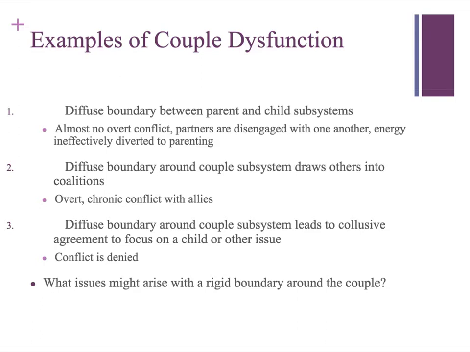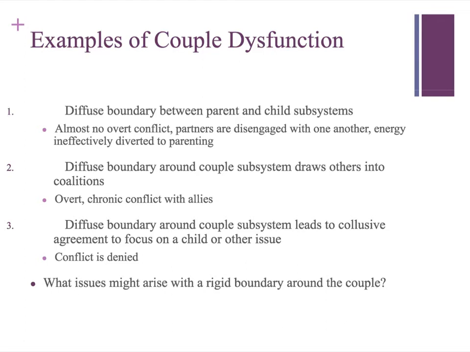The diffuse boundary around the couple subsystem draws other people into coalitions, who then war against the other partner. This can be a child who's drawn into a stable alliance with one parent. This can also be family of origin members, friends, and this would be the kind of pattern that would typically lead to an affair.